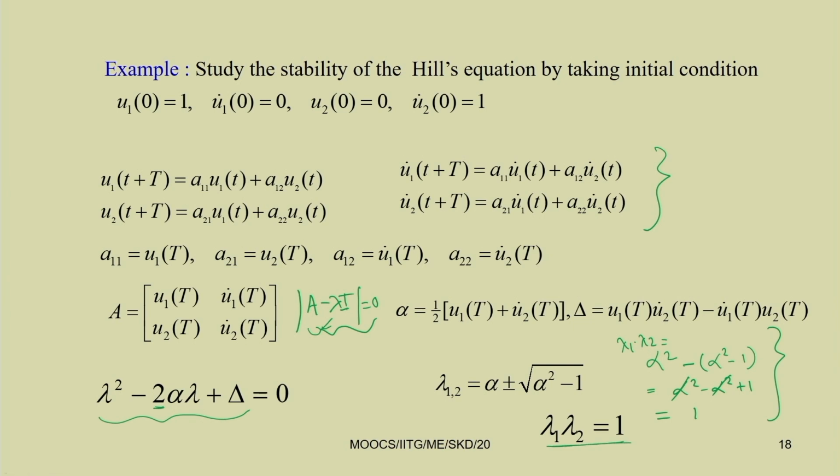So if one of the roots is less than 1, for example let lambda 1 equal to half, then lambda 2 must be equal to 2.